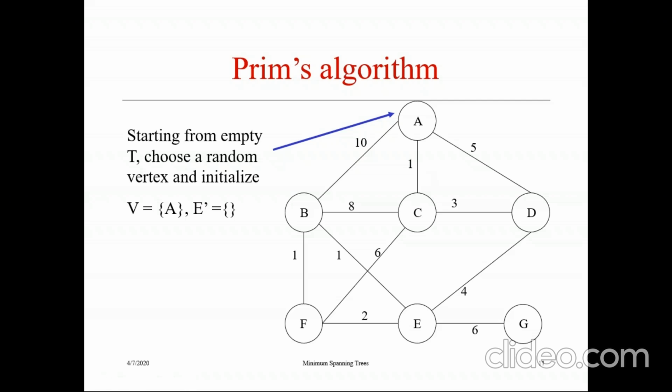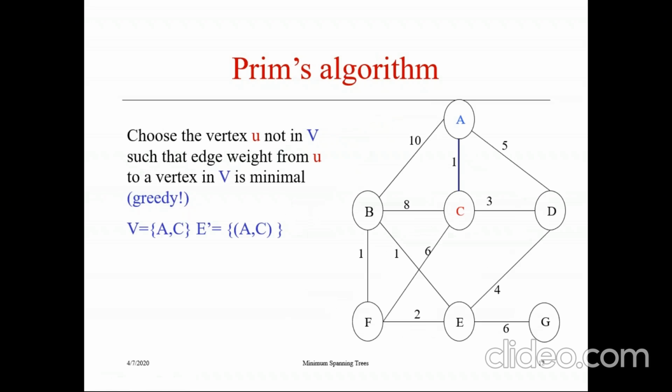Now consider the edges from vertex C to other vertices. C lands at D with weight 3. C goes to F with edge weight 6. C is traversing to B with edge weight 8. Out of these three edges, 3 is the minimum cost edge, so we shall pick this edge CD.